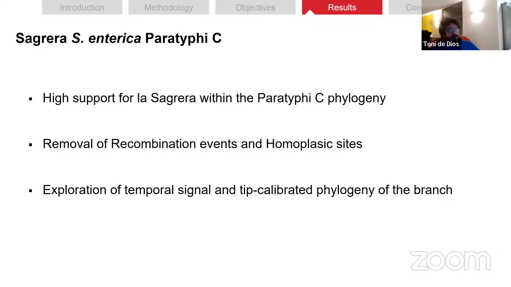So now that we have really high support for our sample in the Paratyphi C phylogeny, what we did is try to remove all possible errors, mainly homoplasies and recombination events, which can alter the shape and distances of the branches in the tree. And we tried to build a time-calibrated phylogeny in order to know when our Sagrera sample split from the Mexican samples.